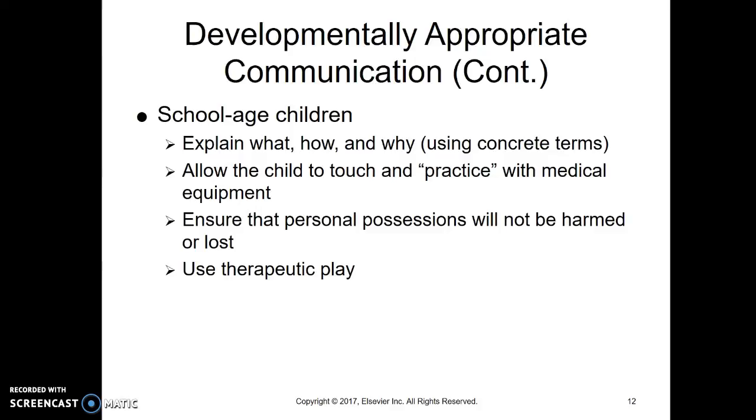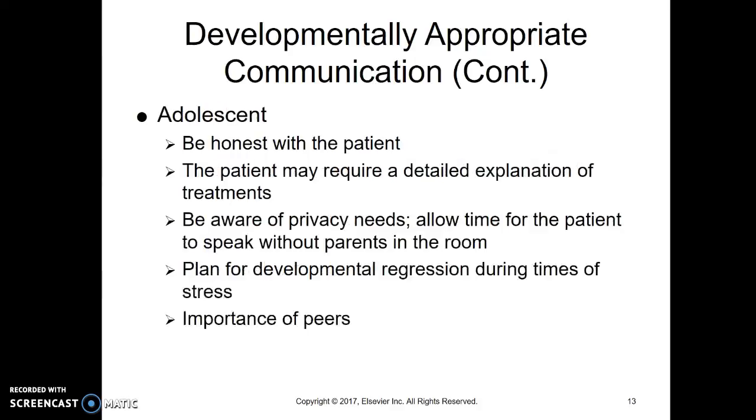They also want to know that their personal possessions are not going to get lost, or people aren't going to damage it or throw it away. So reassure them that they can bring their personal things from home and they'll be taken care of, and still use play as much as possible.